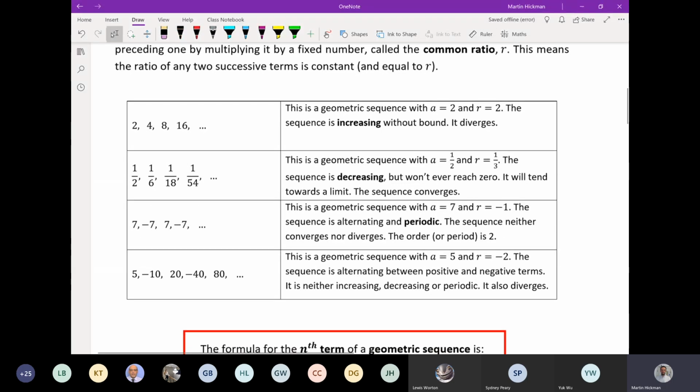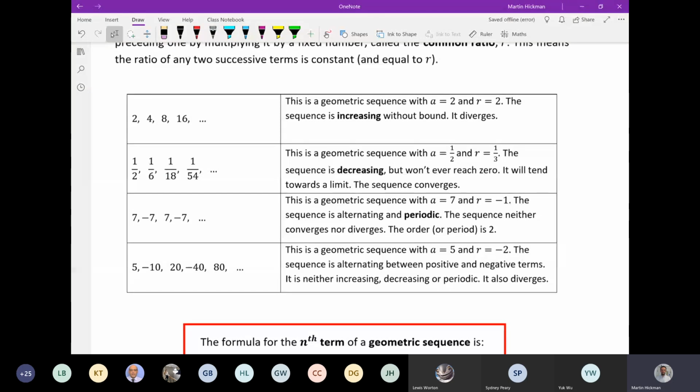And then we can also have a geometric sequence like this. We've got 5, minus 10, 20, minus 40, 80. This is another divergent sequence, and this time our common ratio is -2. Okay, so we can alternate between positives and negatives and it's still a geometric sequence.